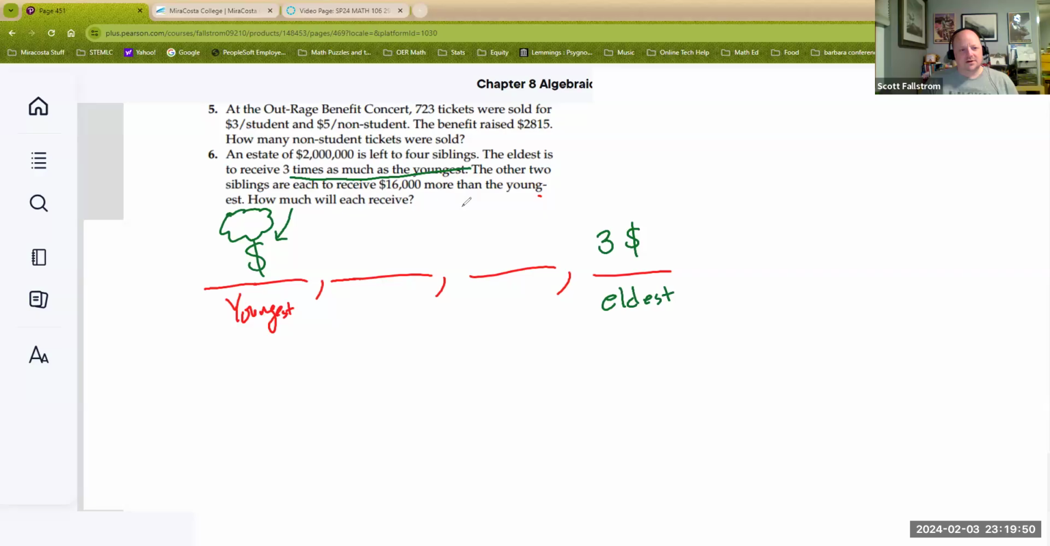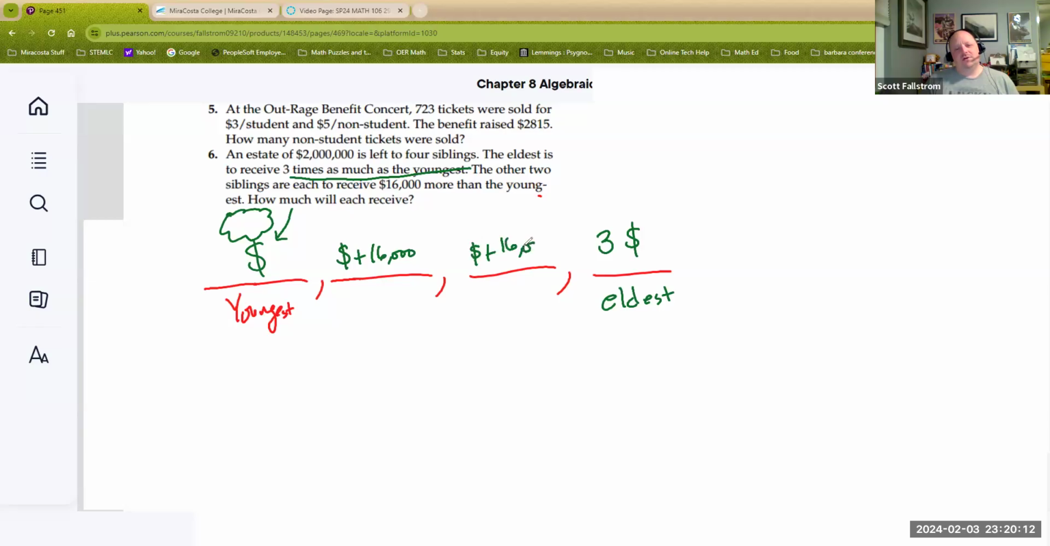And what do we know about the youngest? Okay, then we have the middle ones. We got 2 more middle ones, and they each receive 16,000 more than the youngest. Now, the youngest one kind of got screwed, right? They didn't get much, but it means they got 16,000 more. So I would put $sign plus 16,000. Again, I just don't know how much the $sign is.